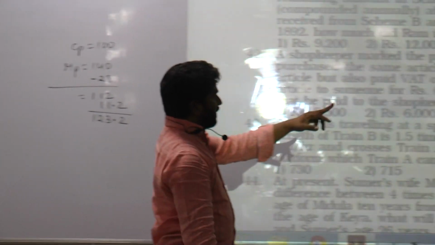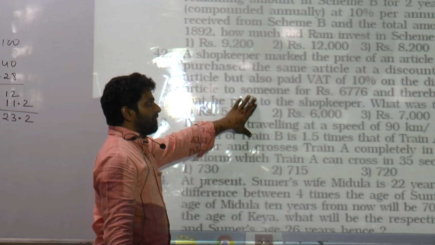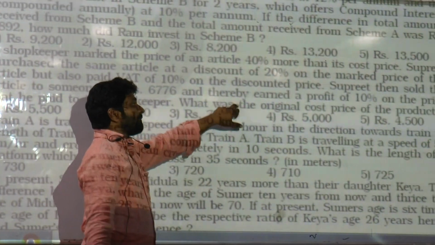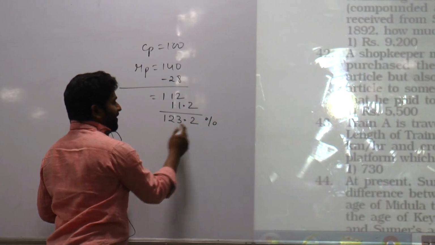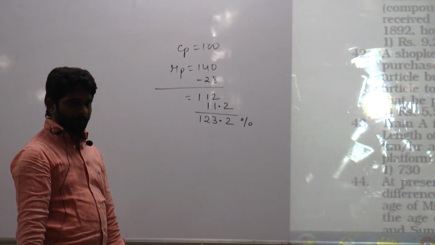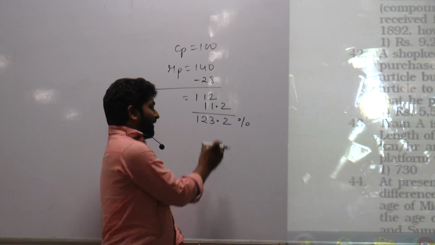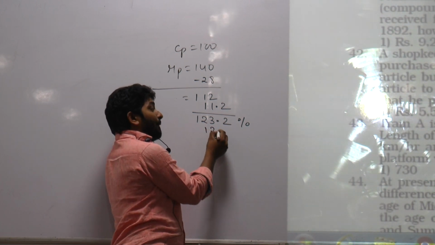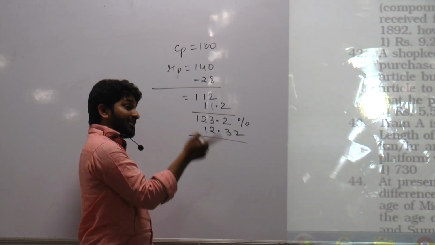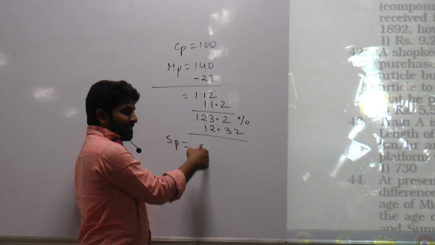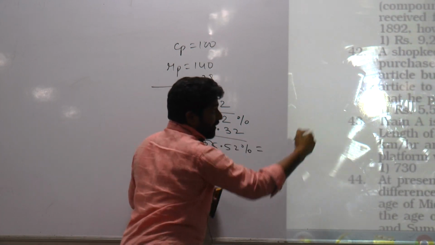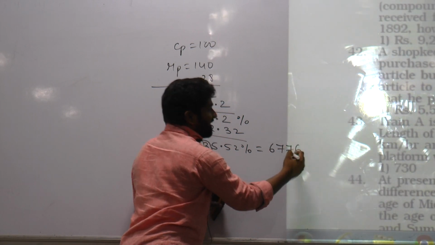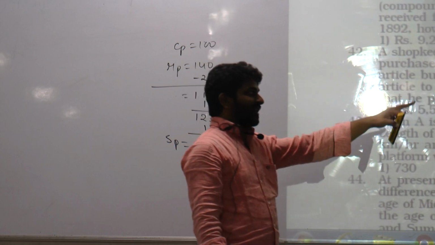Now, Supreet then sold the article to someone for 6,776 and thereby earned a total profit of 10% on the price that he paid to the shopkeeper. So, in terms of percentage, Supreet paid 123.2% to the shopkeeper. And he is getting 10% profit. 10% in the sense, 12.32. So with respect to Supreet, the selling price in terms of percentage becomes 135.52%, which is equal to 6,776. Now, what was the original cost price of the product?